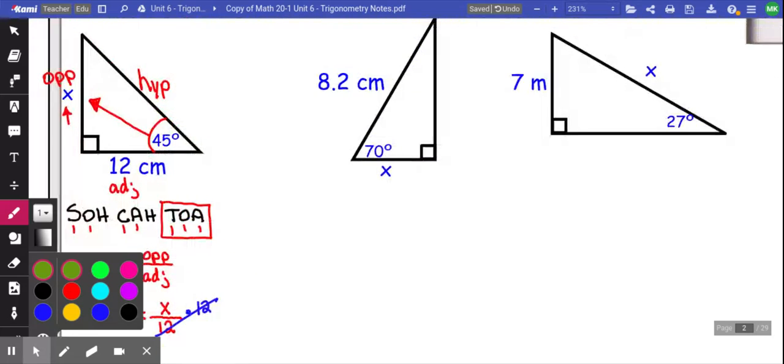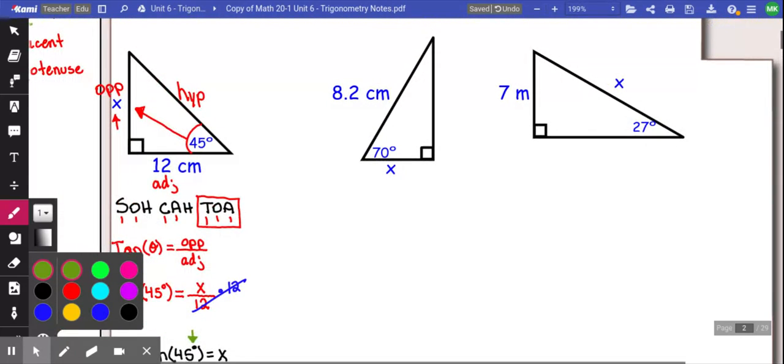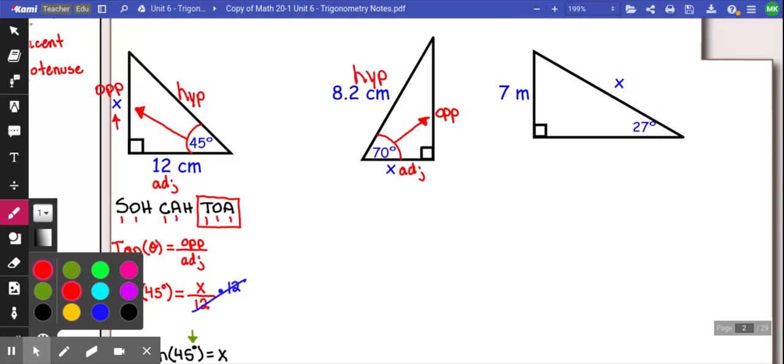Cool. Number 2. First thing you always do is label your triangle. So this is my hypotenuse side because it's across from my 90. I'm working with my angle of 70. So across from 70 would be my opposite side. And the third side is adjacent. I'm going to write out Sohcahtoa so I can pick the right formula for this question.